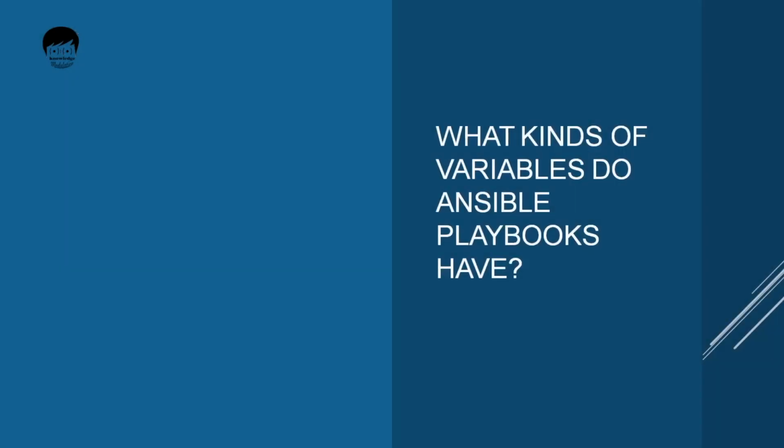Another question is what kind of variables do Ansible playbooks have? In the last slide, we just heard the word variables. So what are these variables and why did they come here? They are just used by the playbooks to make our tasks simpler. Because if you are familiar with any coding language like C, C++, Java, Python, or any other, then you may know about these variables. So by using variables, we can make the task of writing playbooks easier.